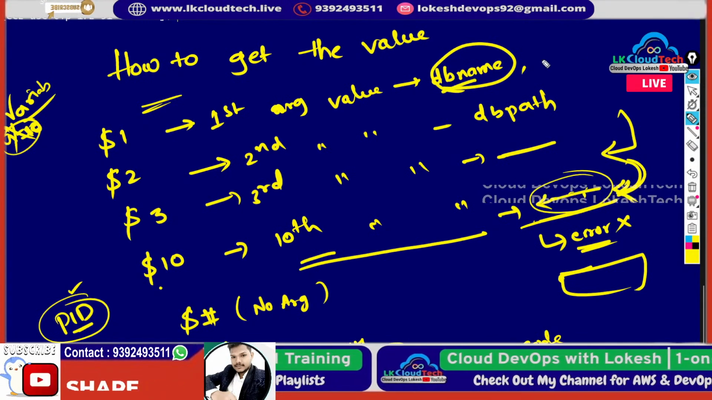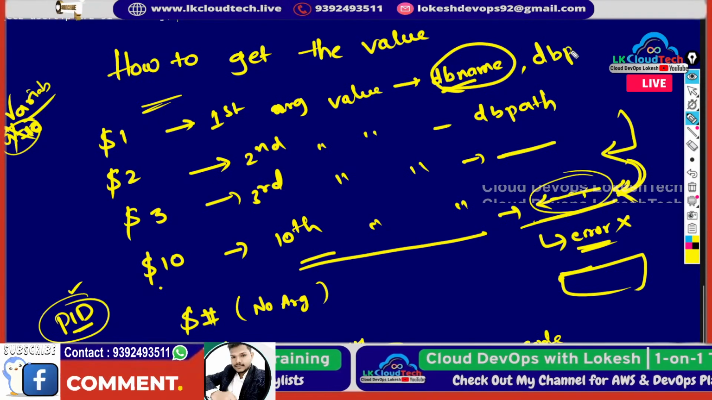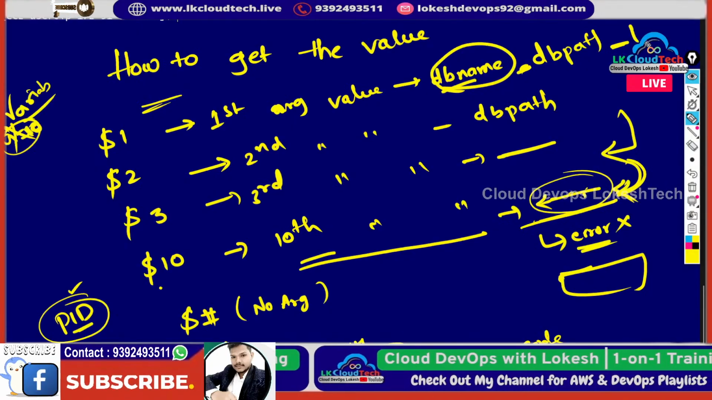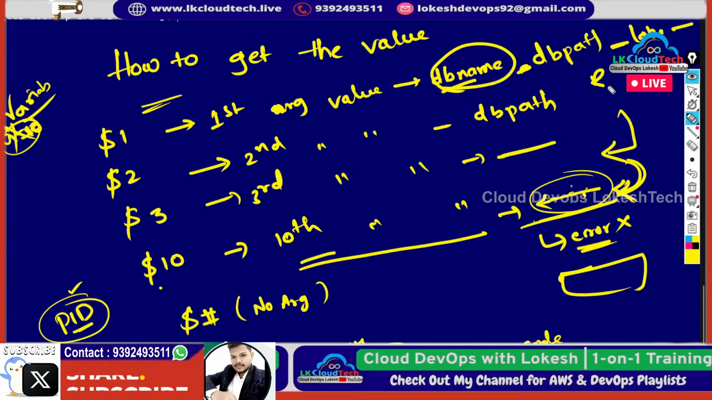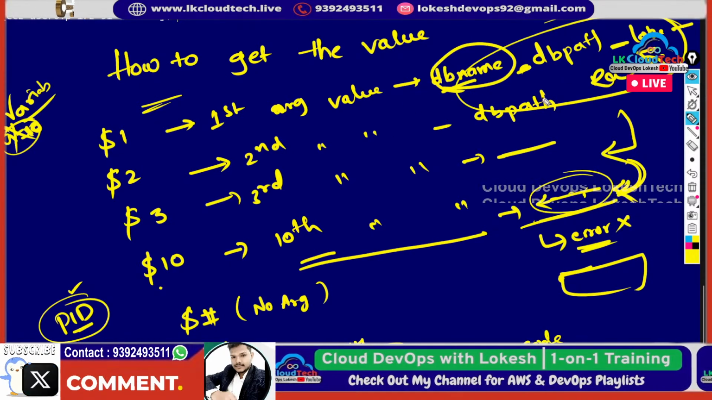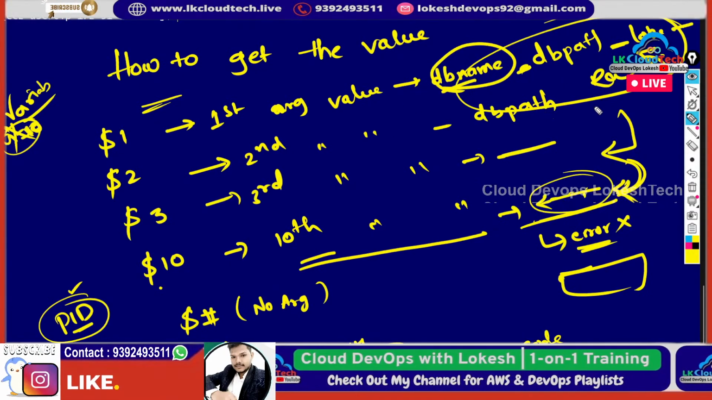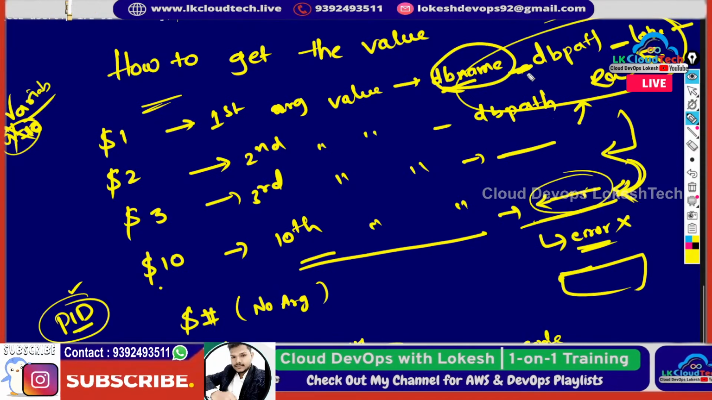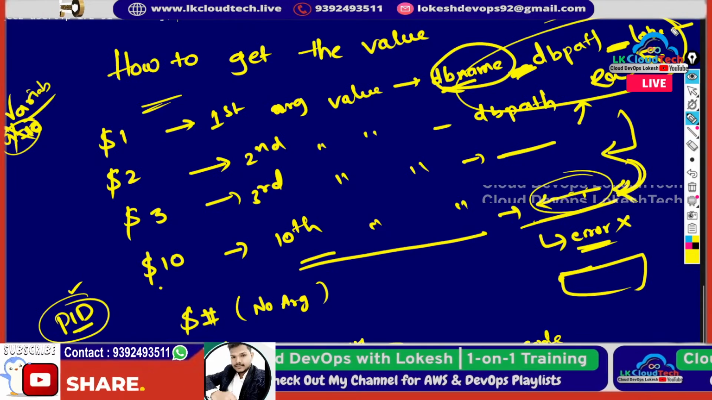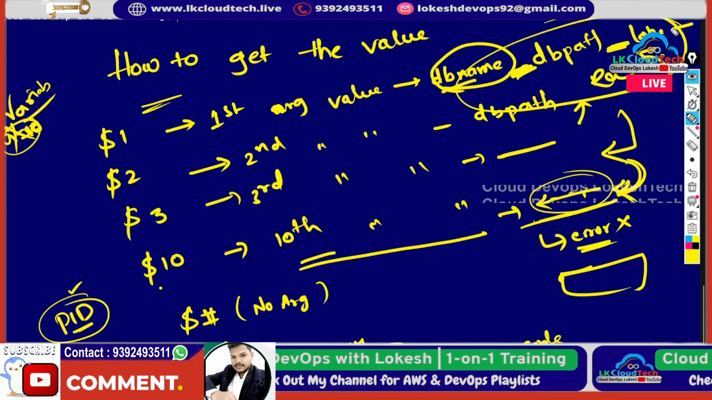This is one argument, I'm going to keep this db path, then another argument after a space, then Lokesh, then Rakesh. You can pass any number of different arguments at a time, but you need to separate every argument with a space.